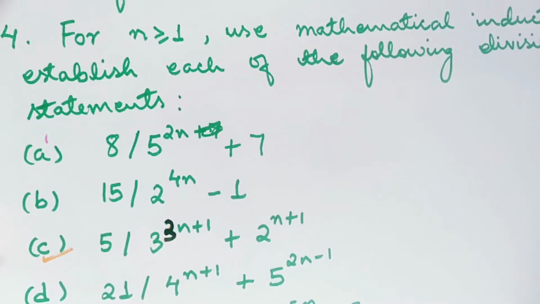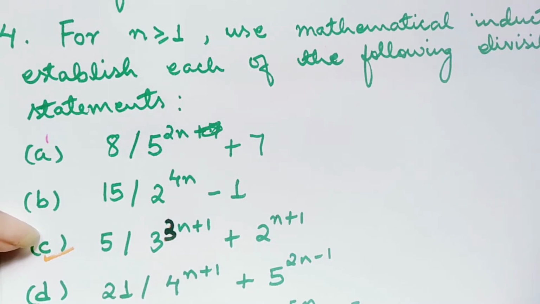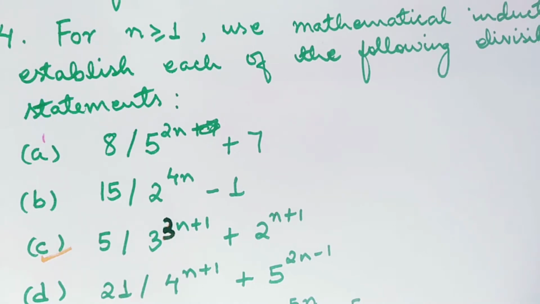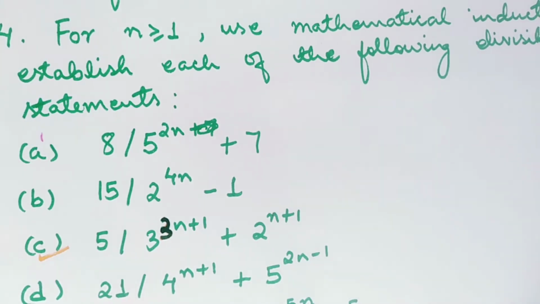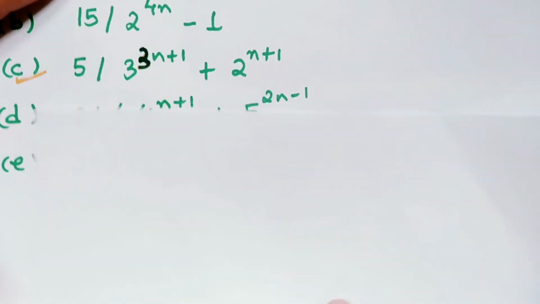In this video, we shall continue with 4C, problem 2.3 from Elementary Number Theory by D.M. Burton. We have to use mathematical induction to show that 5 divides 3^(3n+1) + 2^(n+1). Okay, let's do this.